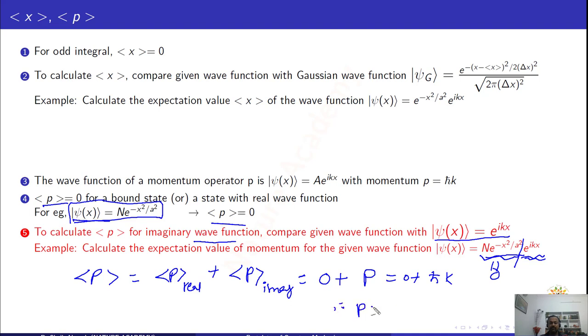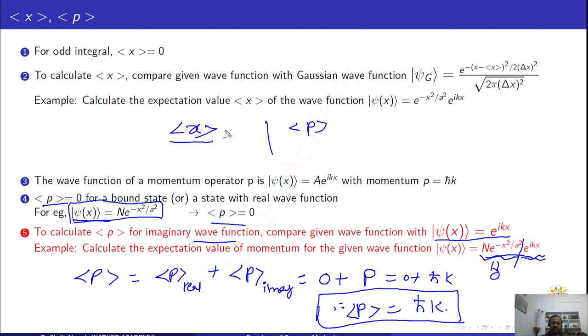So therefore, the expectation value of momentum for the given wave function psi of x equals N into e power minus x square a square e power ikx is simply h bar k. This question appeared in your CSIR exam.